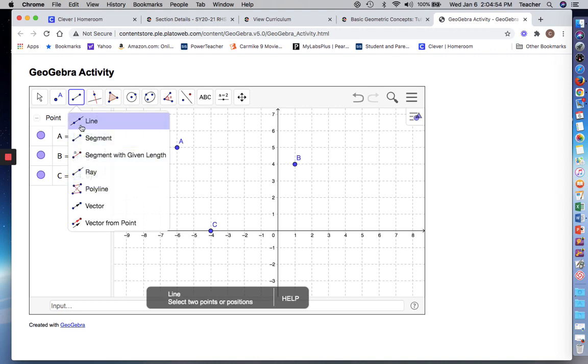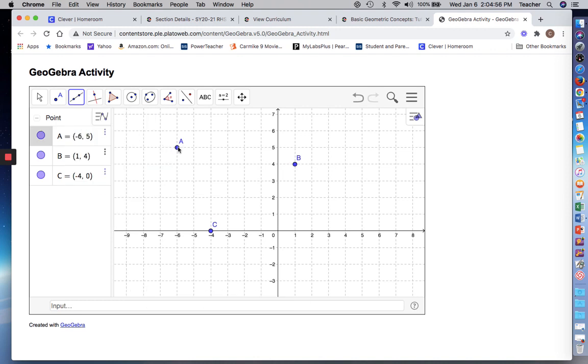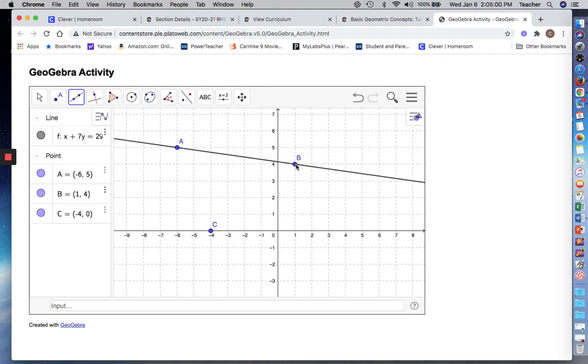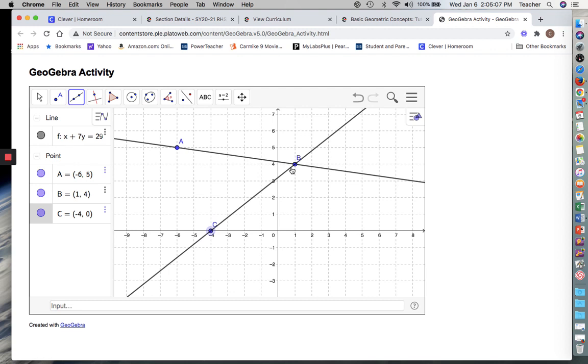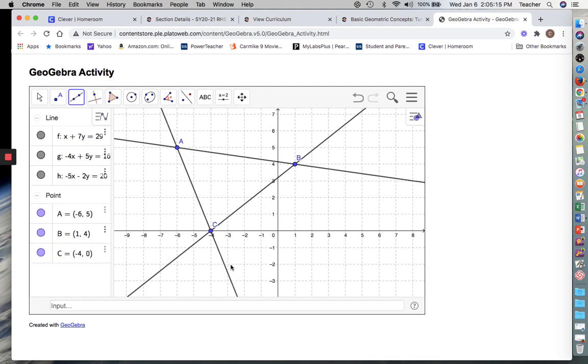So let's say you want to draw a line. Well, you're going to click on A and click on B. So you'll notice right off the bat that only 2 points can make a line. Just C down here. Now I can put C with B. So I've got another line, and again, it contains 2 points. And I can, of course, draw C to A. And again, just 2 points make a line.